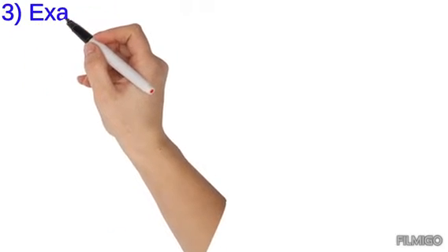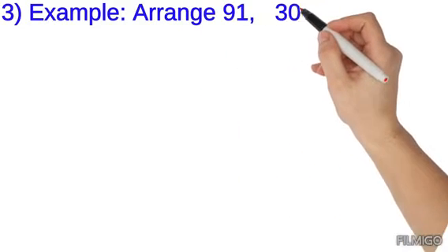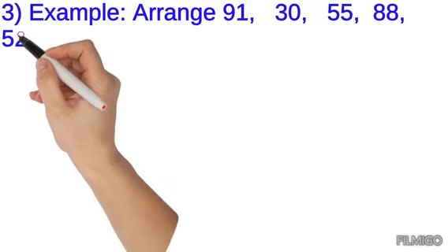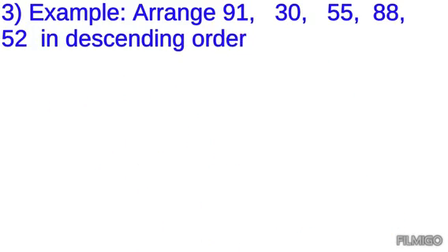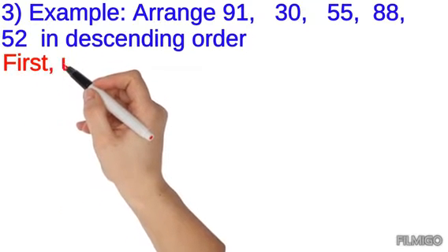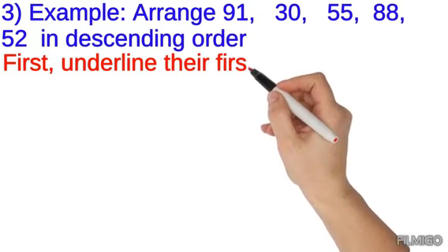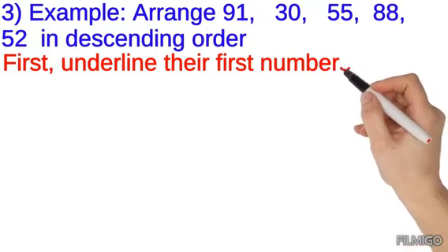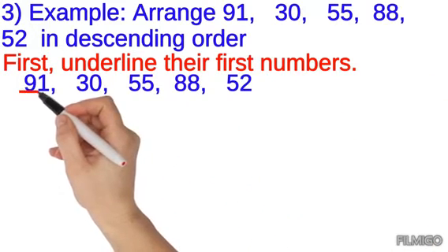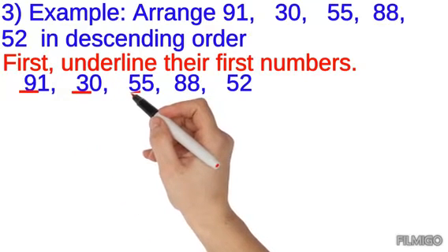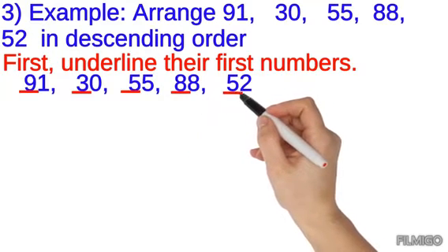Let's go to the last example, which is also arranging in descending order. The numbers have been given to us. Remember your first step. Our first step is always to do what? To underline our first numbers. Remember that. Always underline their first numbers. So we're going to write out all the numbers and then we'll underline. So I've underlined our 9, our 3, our 5, our 8, and our 5 again.